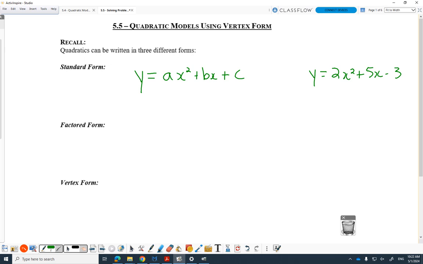Then we learned about factored form, which was good. It looked like this. Very satisfying. Easy to pick off the zeros. We could get the graphing pattern. It was very nice. It did a lot of great stuff. We did a lot to work with this.